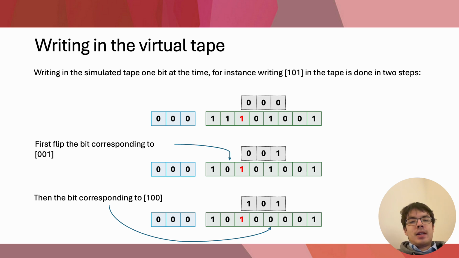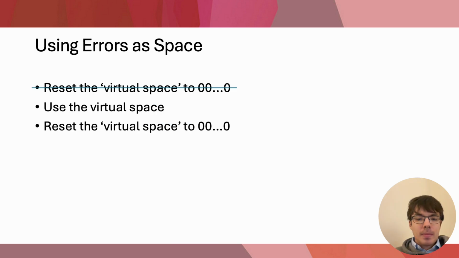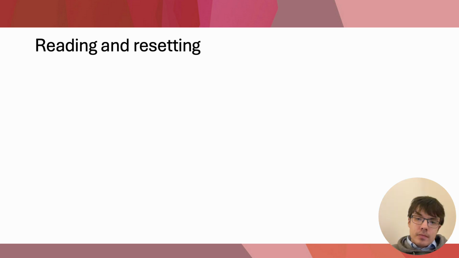The result is that when we reach the final virtual zero state, we are in exactly the same catalytic state as the catalytic state we started in. This completes the explanation of how we use the virtual space. Finally, we need to reset once more to the virtual zero state. So how do we reset to the virtual zero state?